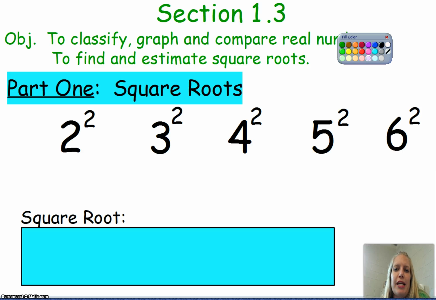Hi everyone, today we're going to do section 1.3, and section 1.3 actually has a lot of stuff crammed into it, so make sure you take some good notes. We'll practice again in class. So first we're going to be comparing real numbers, then we're also going to be doing square roots.